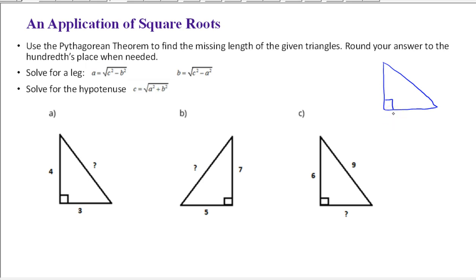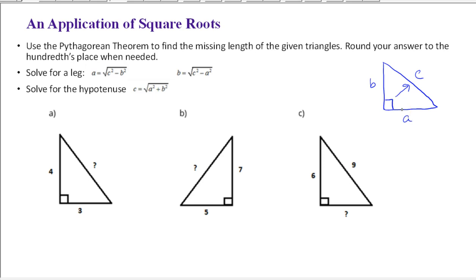So to start, we call the side that's opposite the right angle, I'm going to draw an arrow, the hypotenuse, and we label the hypotenuse with the letter C. These two sides we call the legs. I'll call this one A and this one B, but it doesn't really matter. We could have called this one A and this one B. In general, we just need to distinguish between the legs and the hypotenuse.